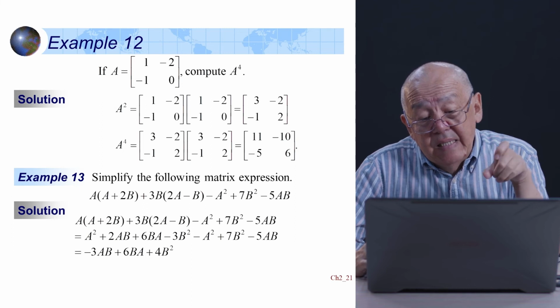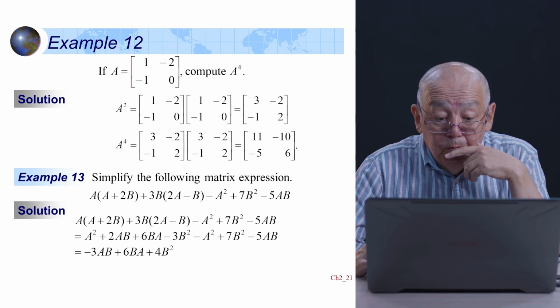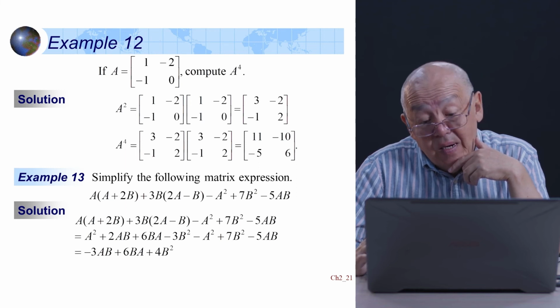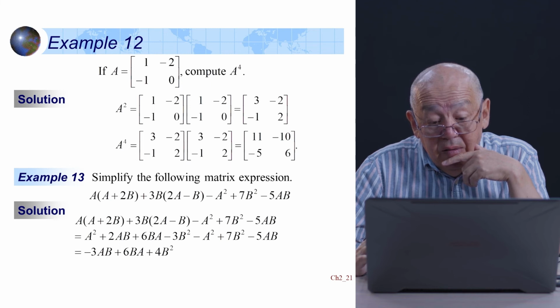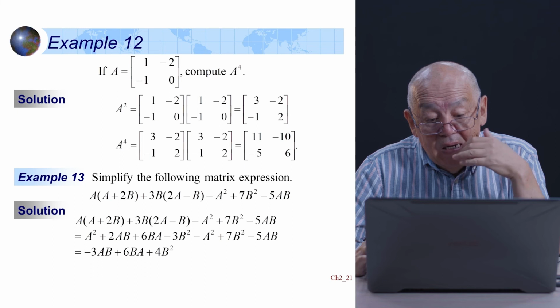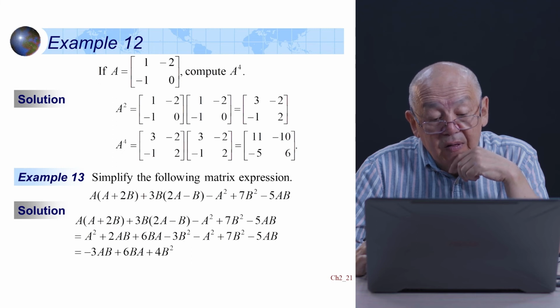This is 6BA minus 3B squared, and then count the numbers of A squared. They cancel because you have one A squared and minus A squared, and 7B squared minus 3B squared, we have 4B squared. Okay, and let's count AB and BA. How many AB do we have? 2 minus 5AB minus 3AB, and plus 6BA. Okay, that's all.